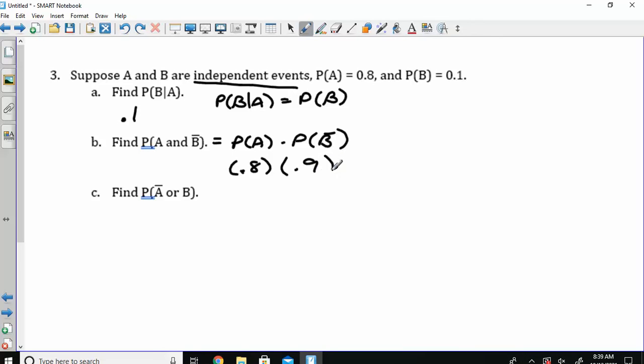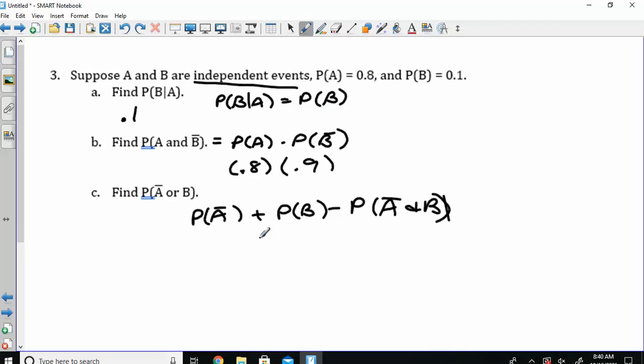So the probability of A is 0.8. What's the probability of not B? 1 minus 0.1, so you get your 0.9. Not A or B, so that'd be the probability of not A plus probability of B minus probability of not A and B. Is everybody with me here?